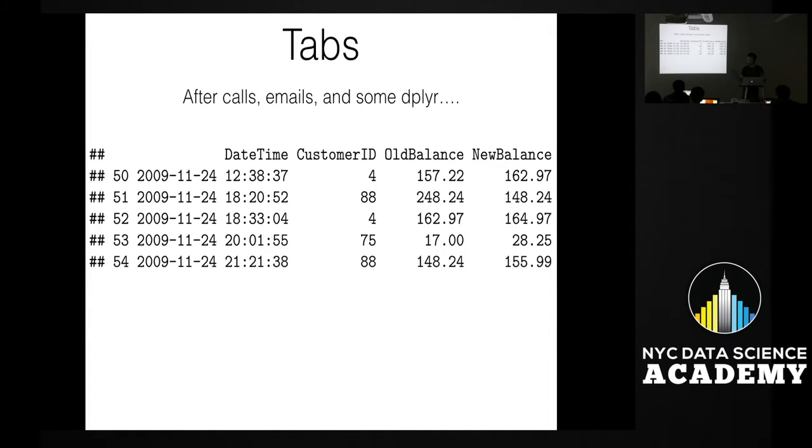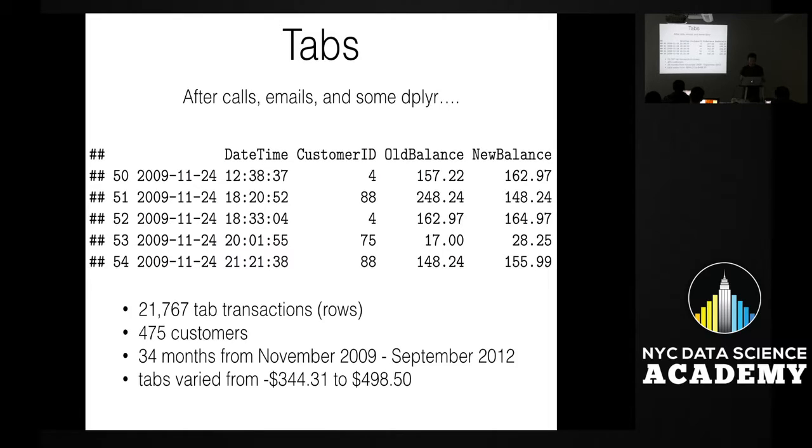Pretty simple considering the data sets we've seen so far. So an overview of the data: I have about 22,000 rows or transactions, covering 475 customers over a 34-month period from November 2009 to September 2012. And the tabs varied. People went into credit for about $344 at peak, and then went up to debt at about $498. So that was the data I had to work with.